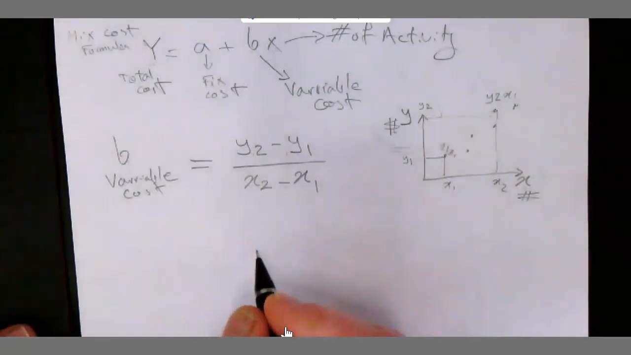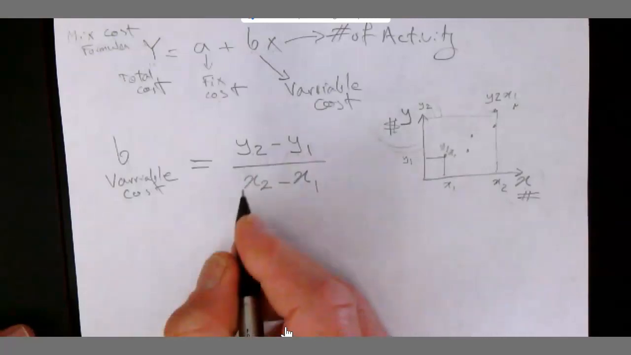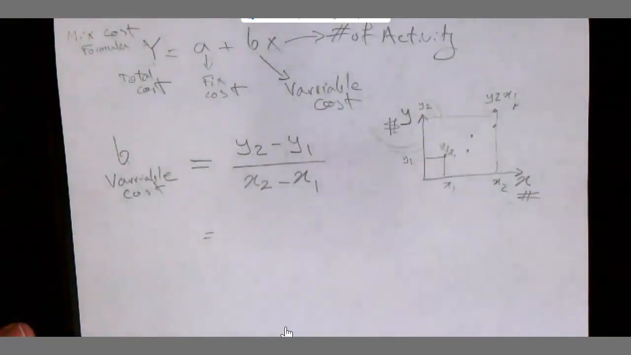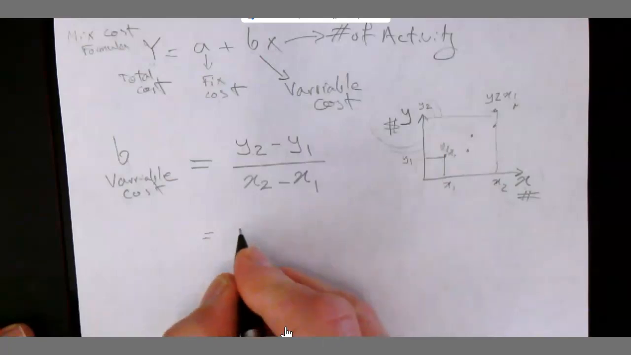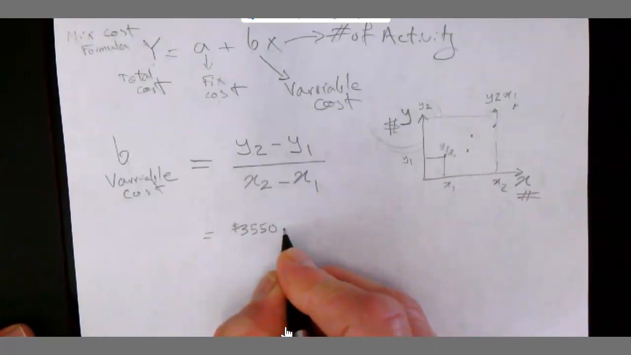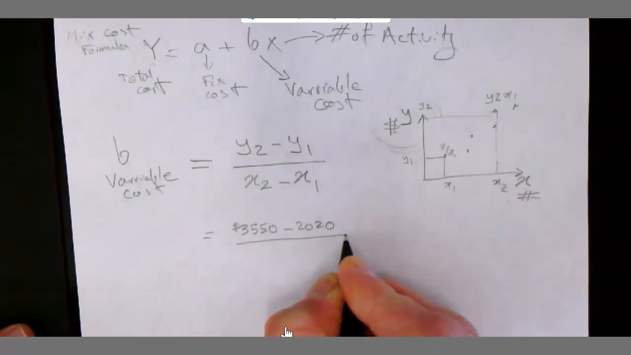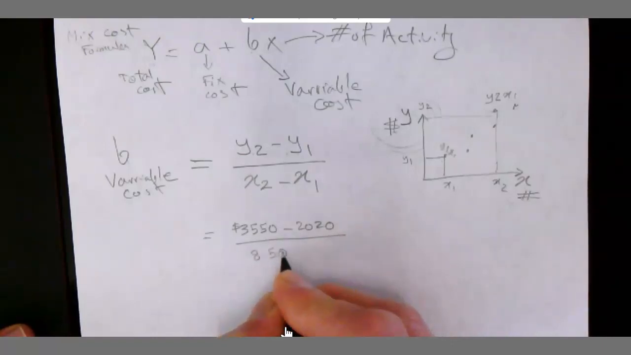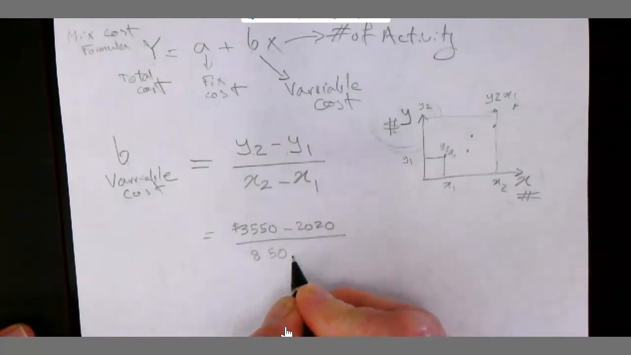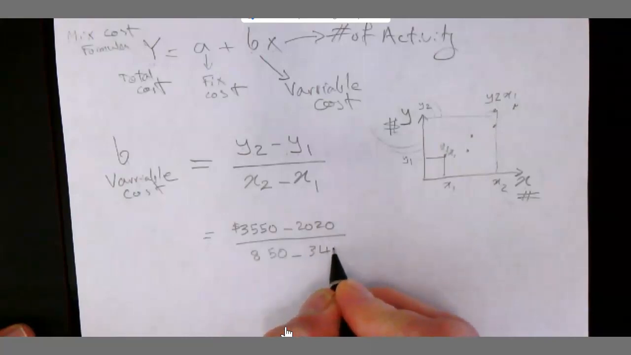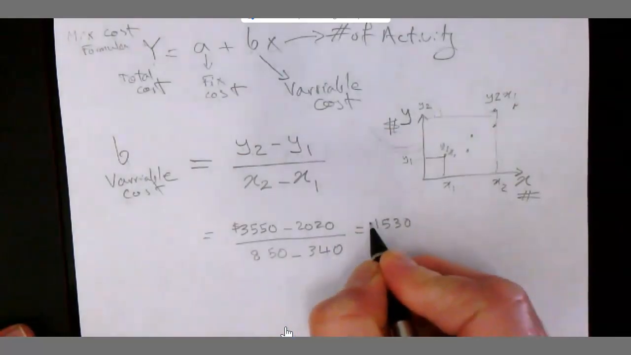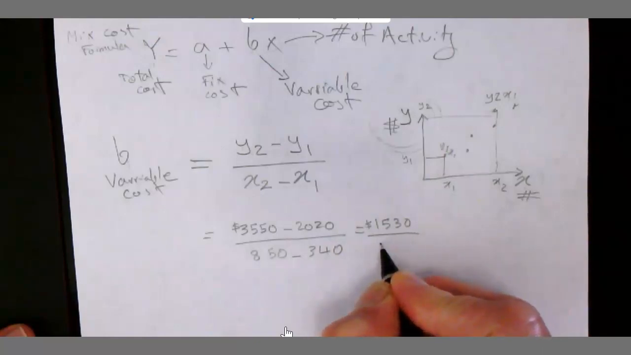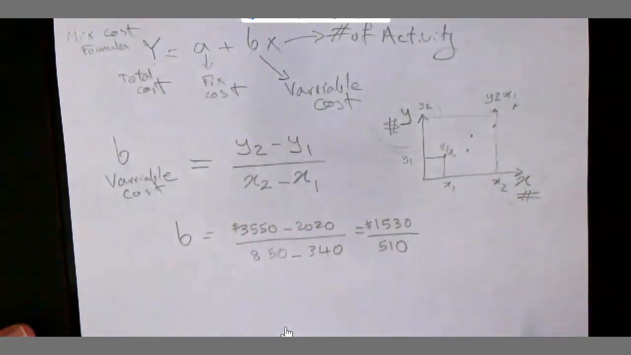So let me give you a quick example here. Let's say your high cost in this example, which I was referring to in the book, was $3,550 minus $2,020, divided by 850,000 gallons minus 340,000 gallons. So the answer will be $1,530 divided by 510, and that's the B, variable cost. So the answer would be $3, right? So far, so good.